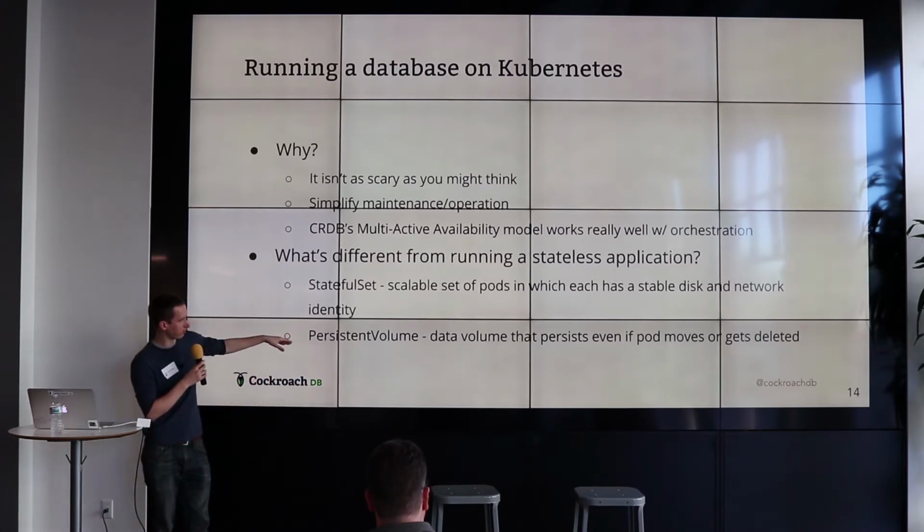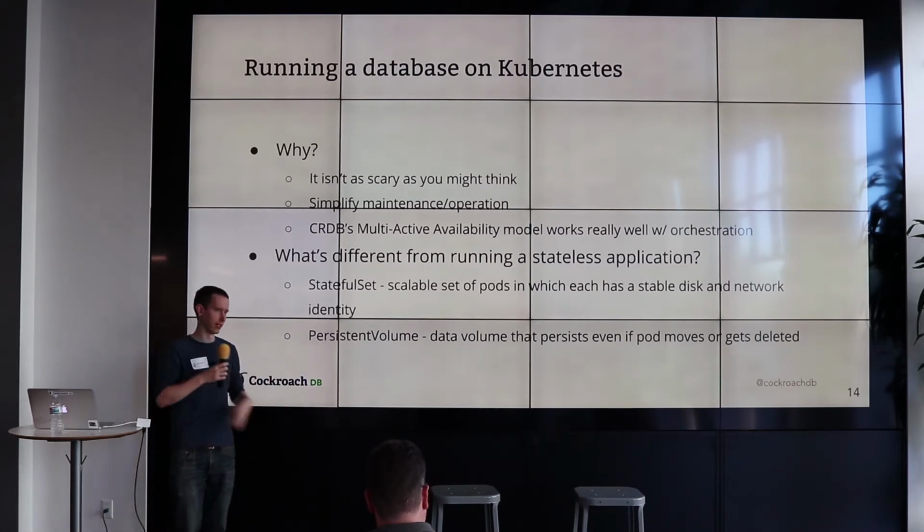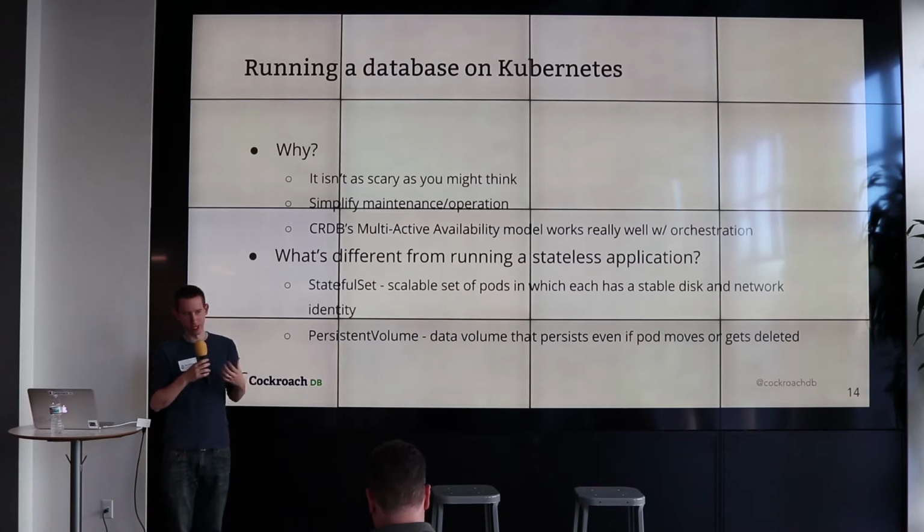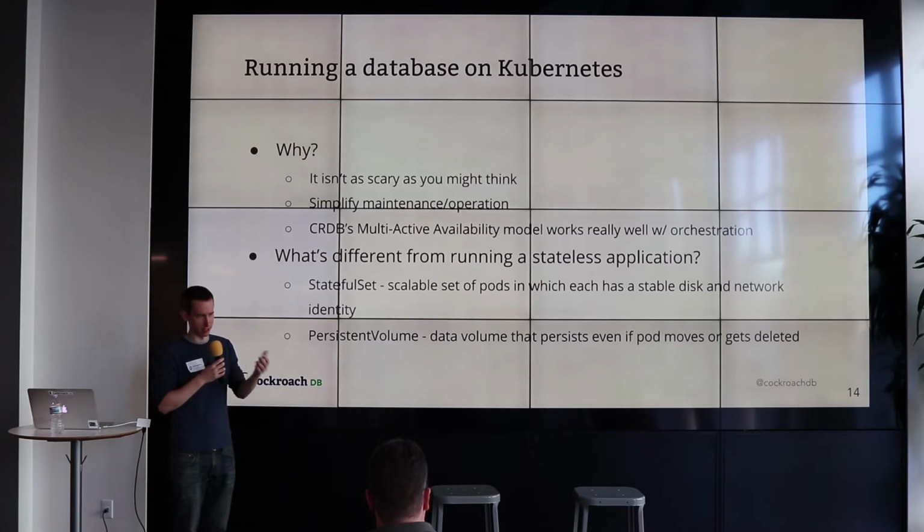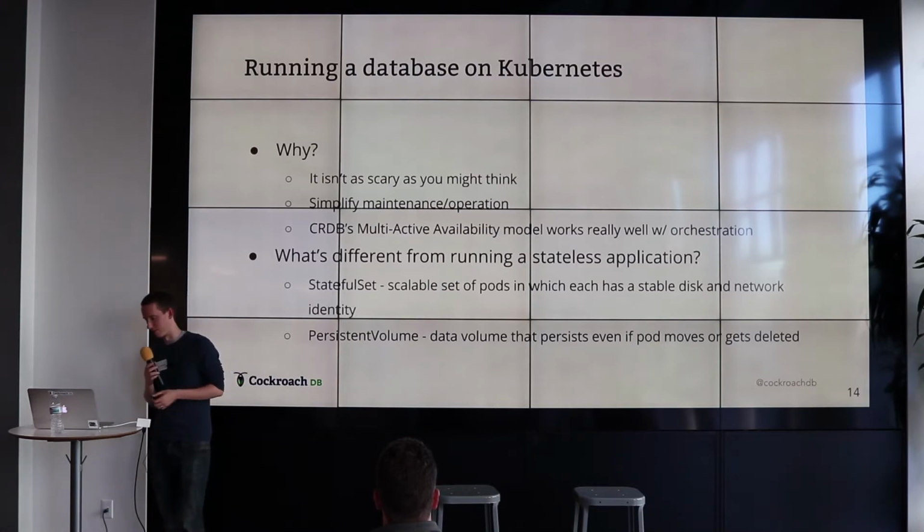And we're going to use persistent volumes, which is just a data volume that you can mount into your pod, and that will not go away if your pod gets moved to another machine. It can still keep using that same volume. So these are typically remotely mounted disks, like an EBS on Amazon or a persistent disk on Google Cloud.